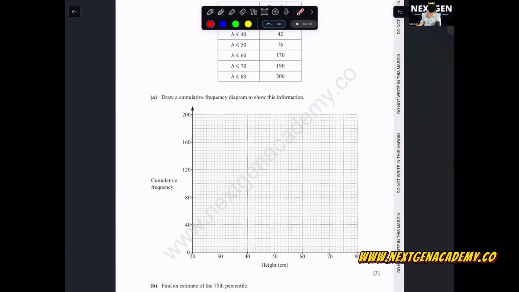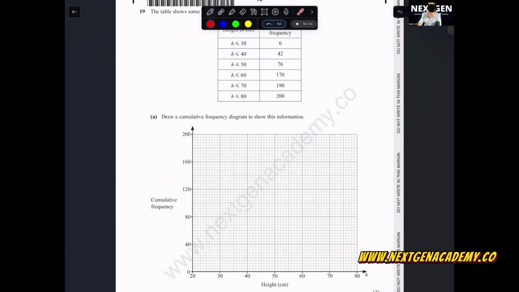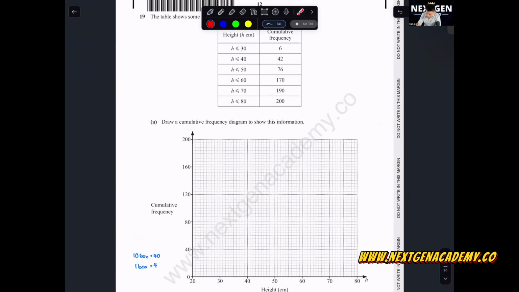This one, not so nice, the boxes. They gave us 0 to 40 for 10 boxes. So I want you to write down, one box represents how much first? 10 boxes represent 40. So one box, 40 divided by 10, equals 4. Some of the values here may be in between the boxes. Also, use an X to plot out your point. Use an X, don't put a dot.